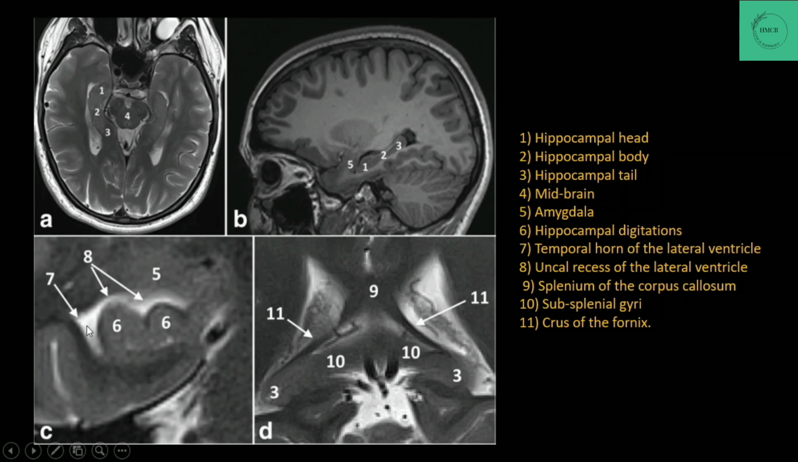This is the temporal horn of the lateral ventricle. This is the parahippocampal gyrus, and this is the collateral sulcus. This image is taken from the midline of the splenium. This is the splenium of the corpus callosum. These two structures are the fornices, crus of the fornices. These are the lateral ventricles, and this is the tail of the hippocampus.